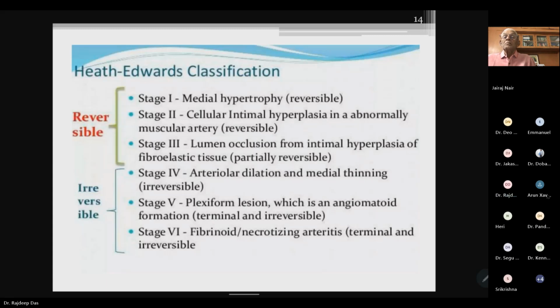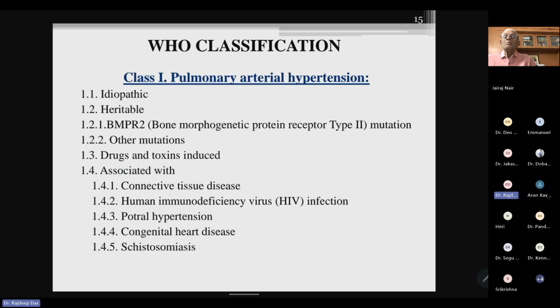Now, the WHO classification of the pulmonary arterial hypertension is an etiological classification and divides the whole spectrum of the disease into 5 classes. Class 1 is pulmonary arterial hypertension, which might be idiopathic, heritable, with bone morphogenetic protein receptor type 2 mutation related, other genetic mutation related, drugs and toxin induced, associated with connective tissue disorders, HIV infection, portal hypertension, congenital heart disease, and schistosomiasis.